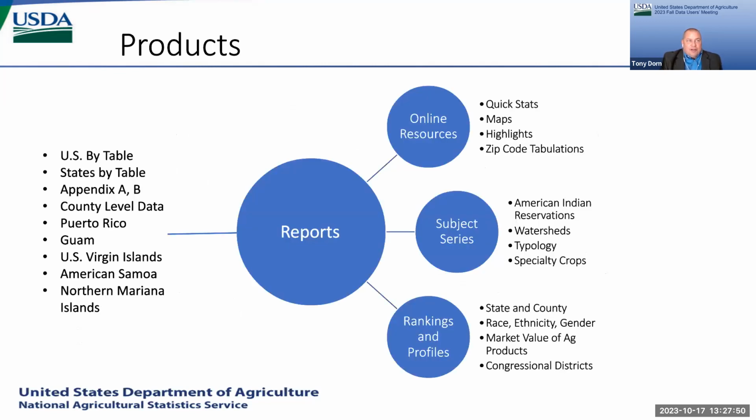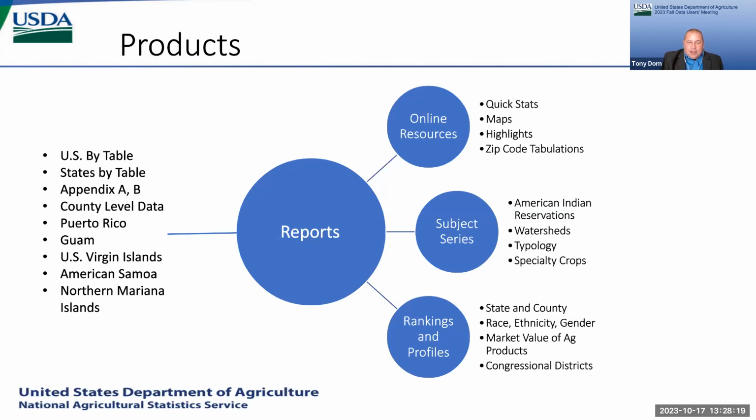Taking a look at, rather than just a long list of products, this bubble diagram maybe shows how we can categorize and look at the products and get them into some kind of order. As far as the main reports, you see on the left side of the screen, the main reports out of the Census of Agriculture and related products are the US tables, the state tables, Appendix A and B, the county level data, Puerto Rico, Guam, US Virgin Islands, American Samoa, and the Northern Mariana Islands.